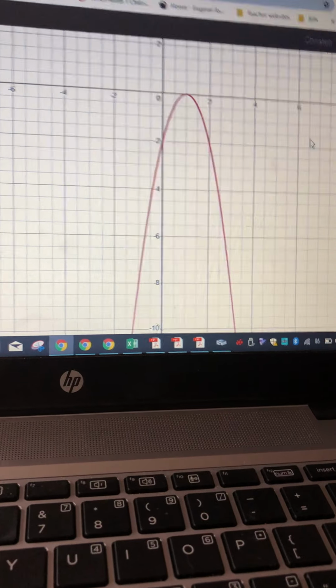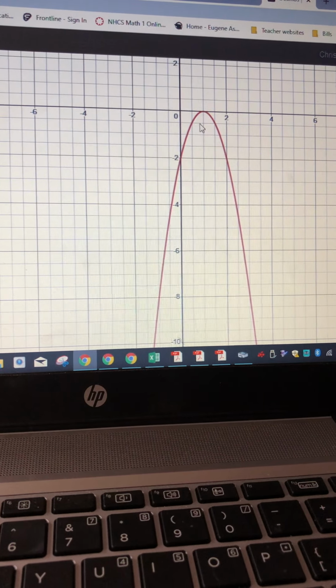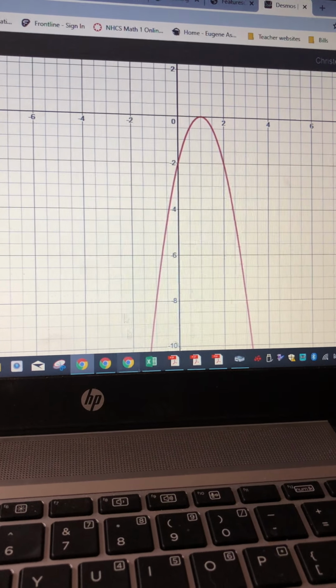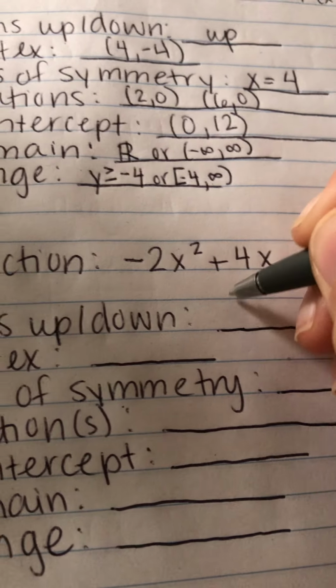All right, so the first thing we're looking at is, does it open up or down? So if you look at it, this time it is in the opposite shape. So it has a maximum number, which means the arrows point down. So we're opening it down. So that's our first thing, open down.